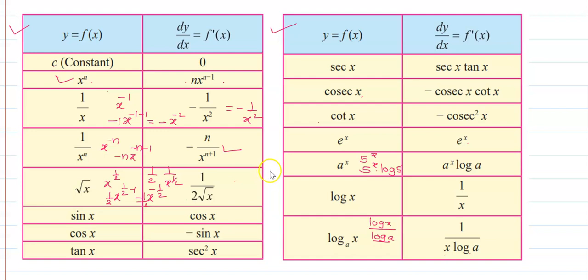हे सर्व डेरिव्हेटिव्ह तुम्हाला माहिती पाहिजे प्रत्येकदा आपण एक्झाम्पल सॉल्व करताना. ओके, नाउ स्टार्ट द नेक्स्ट टॉपिक.